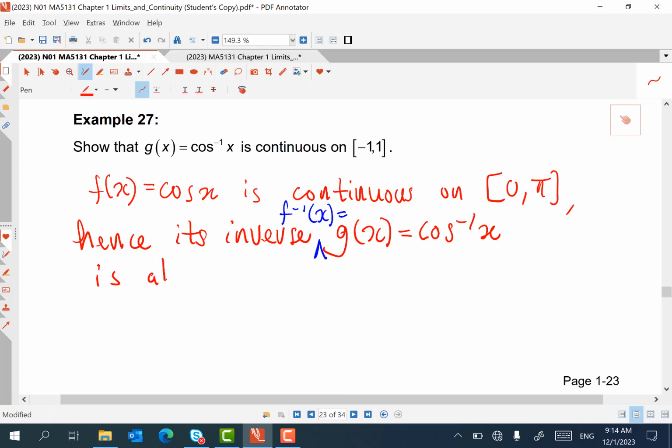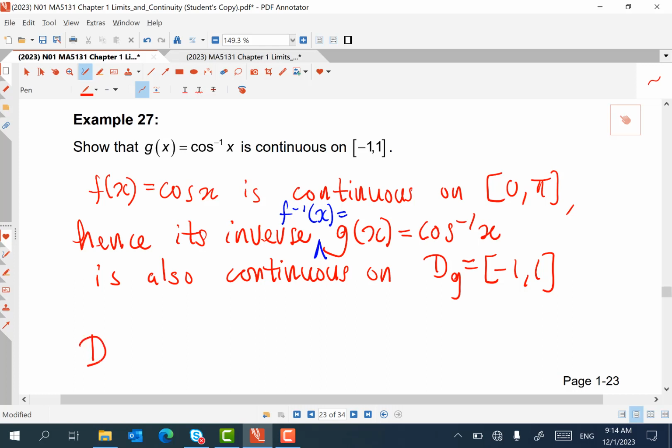It is also continuous on the domain of g. And what's the domain of g? It is -1 to 1. To find the domain of an inverse, in case you have forgotten, the domain of the inverse is just the range of the function.